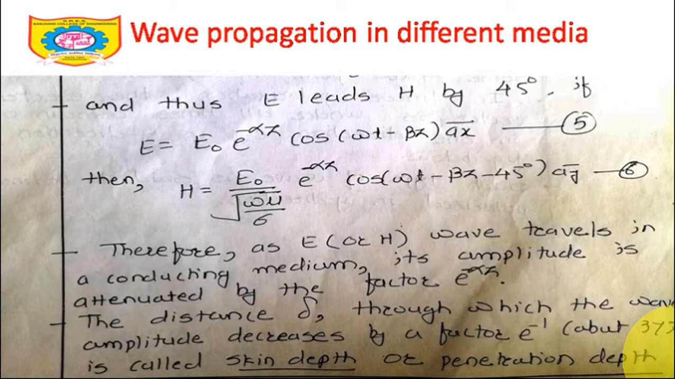Mathematically we tried to solve, and finally we came to the conclusion that in case of a conductor, E bar leads H bar by 45 degrees or H bar lags E bar by 45 degrees. There is a 45 degree phase shift because of this theta eta angle. We put it here and we get H bar as E0 upon this expression, which indicates that while traveling the wave attenuates by the factor of e raised to minus alpha z, and there is a 45 degree angle difference between H bar and E bar.